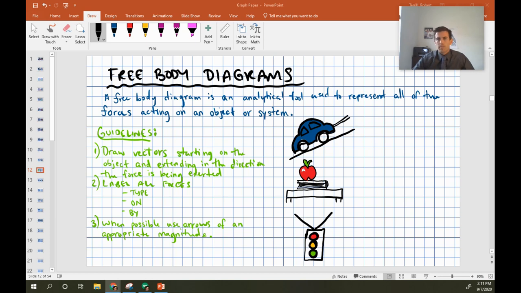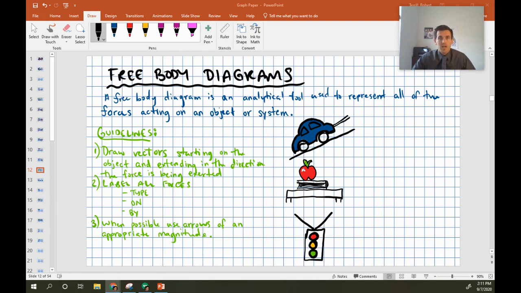Okay, so we're going to be learning about free body diagrams, which are a really important tool used in forces problems, just to start analyzing what's going on and eventually to figure out what kind of acceleration our system will have. So when you're drawing a free body diagram, there's a couple of guidelines you need to always follow.